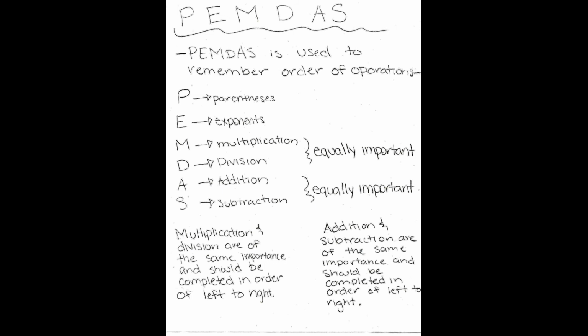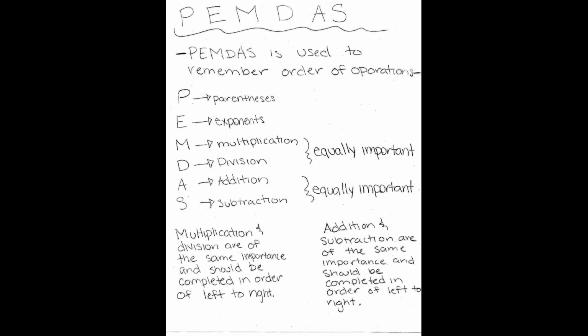Multiplication and division are of the same importance and should be completed in order of left to right. The same for addition and subtraction. They are of the same importance and should be completed in order of left to right. If we are progressing through order of operations and we have either completed or do not need to perform parentheses and exponents, our next step would be to look for multiplication and division. However, multiplication does not always come first because it is of the same importance as division.